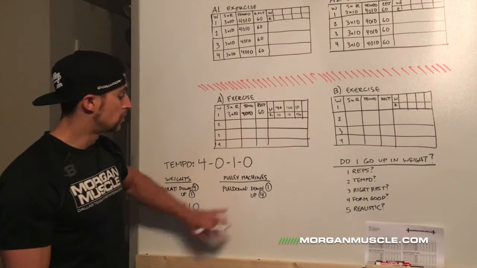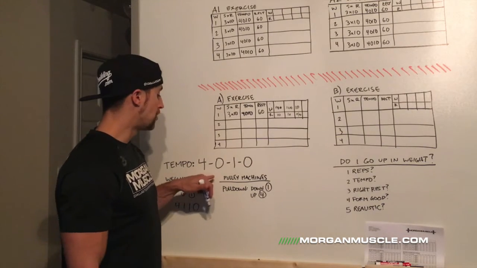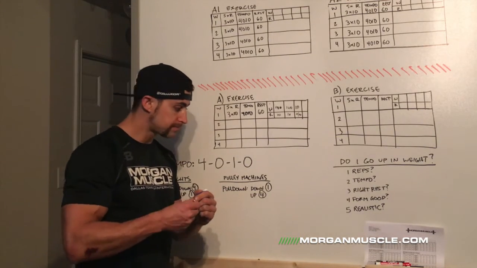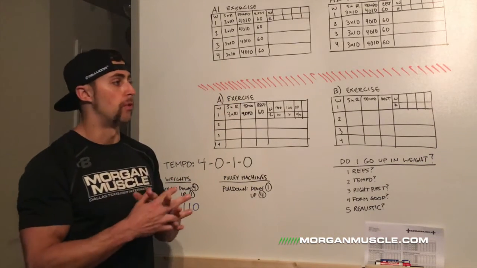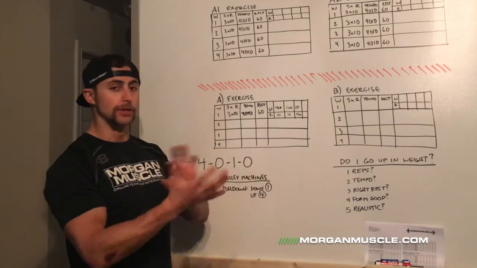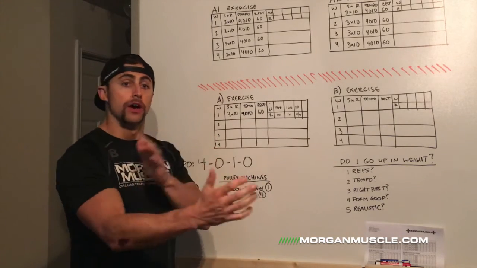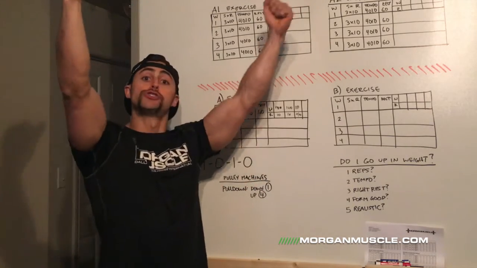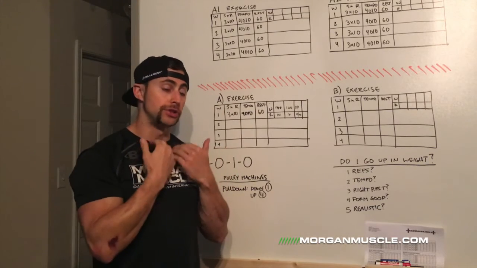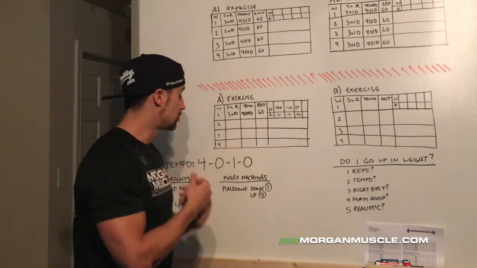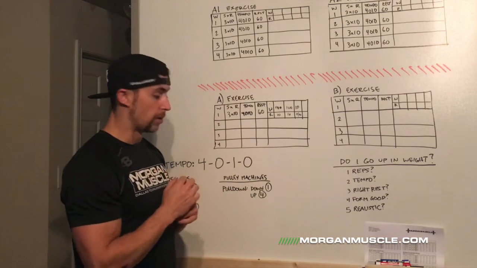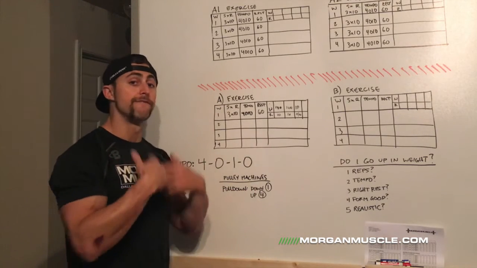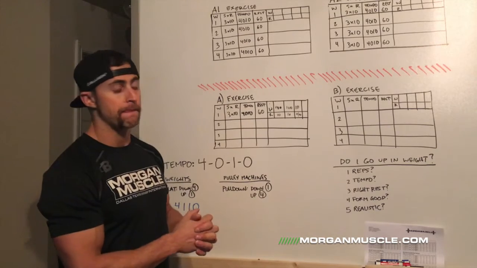Pulley machines, looking at a pull down. A pull down of a 4-0-1-0 tempo, the average person would say, okay, we're gonna go down in 4 and up in 1 because that's what the squat was. But it's a little bit different, it's reversed. On a pull down, your muscles are shortening when you pull it down to your collarbone. So that's the third number. Take 1 second to come down in 1. Once you've got it here, you'll take 4 seconds to go back up.